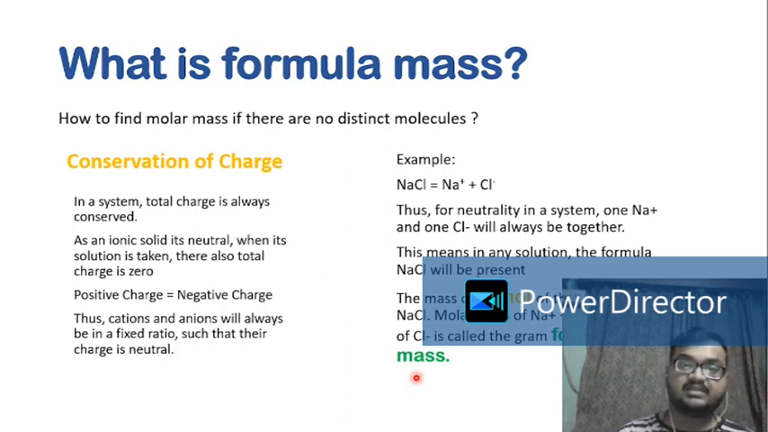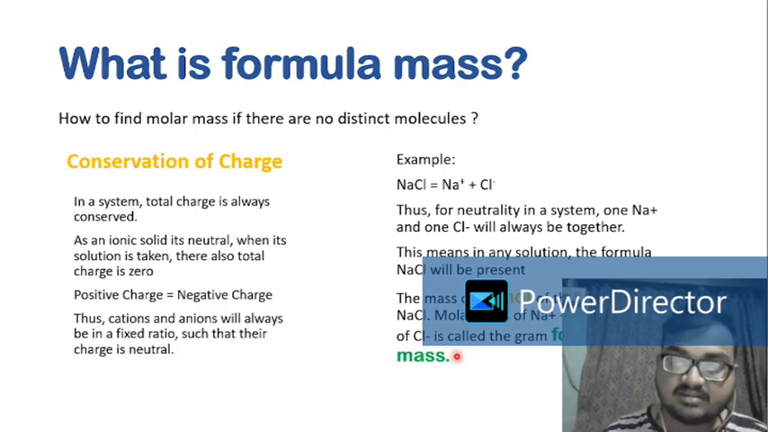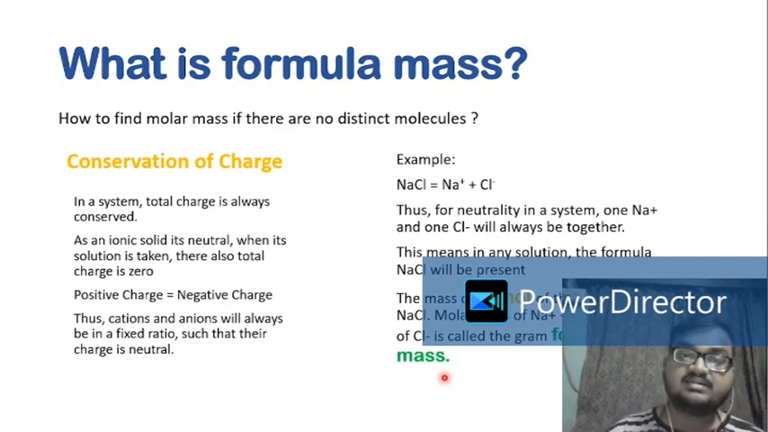And even when we are talking about a solution, if we take one drop from the solution, in that drop also the number of Na plus and the number of Cl minus will always be equal. So if we have x Na plus, there will always be x Cl minus, so there will be x NaCl. So we can expect that in terms of gram formula mass, that is the number of Na and Cl together present.